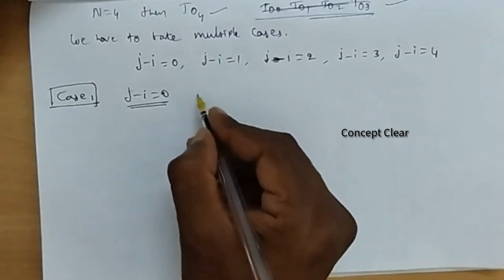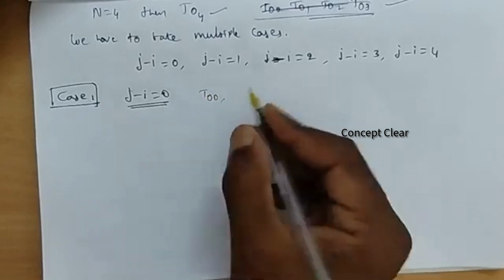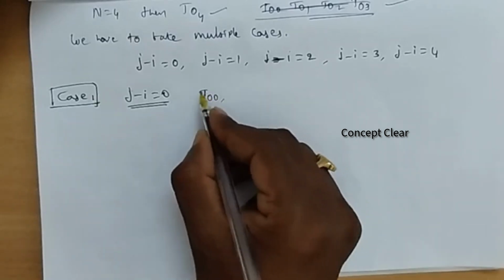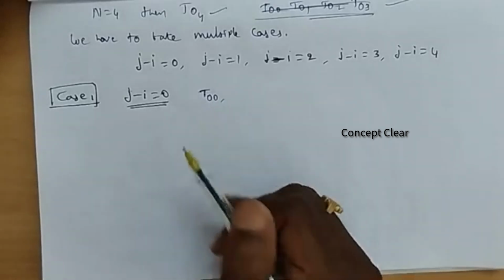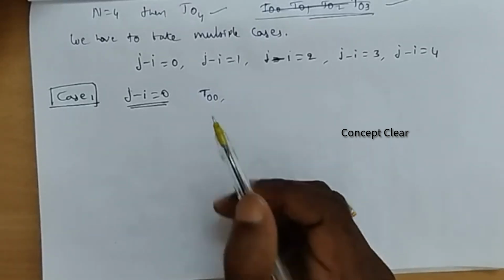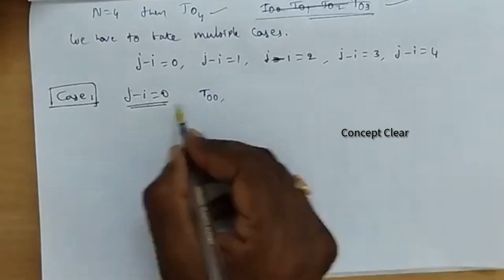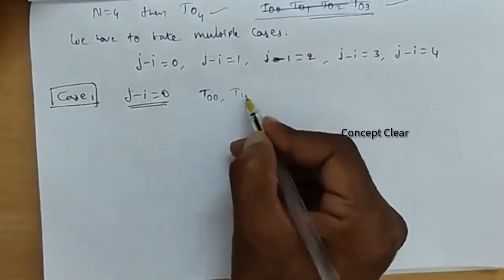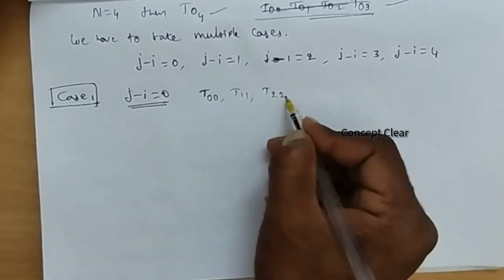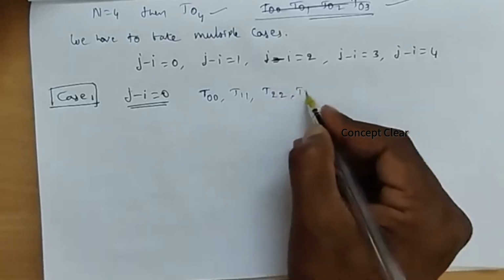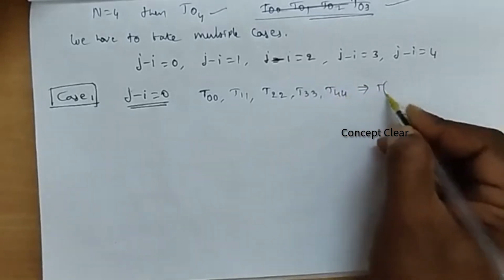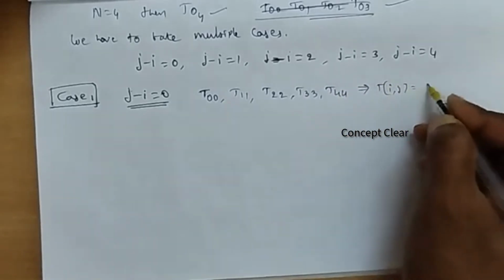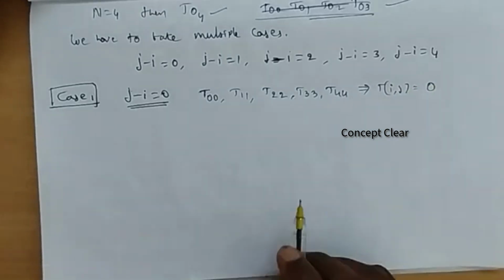Okay, here it means T of 0, 0. If you have any x value and y value both the same, then we will get 0. In the combination, if you compare I and j and both values are the same, then we will get the 0 value. So T00, T11, T22, T33, T44. That equals what? T of I comma j equals 0. We directly get the 0 answer.